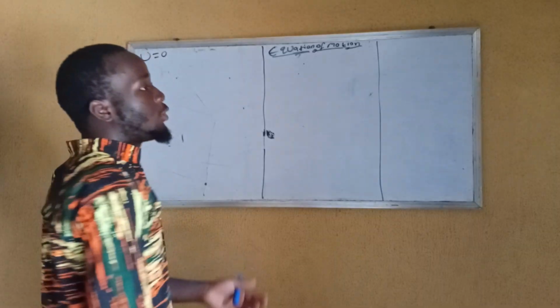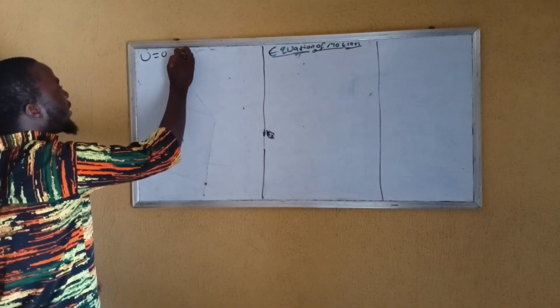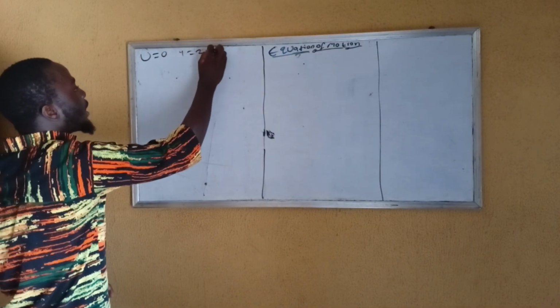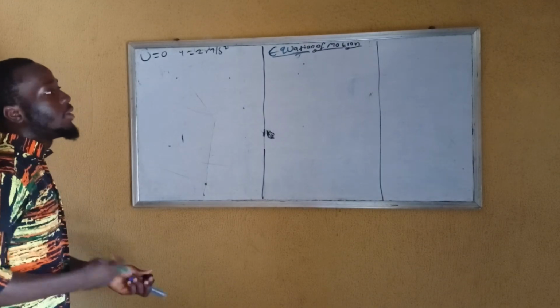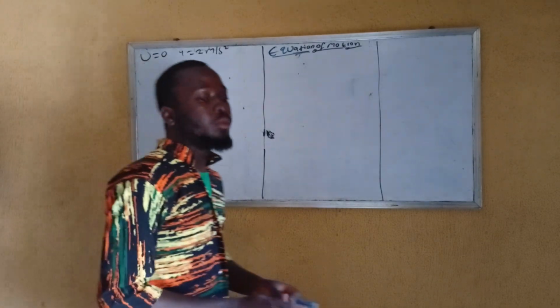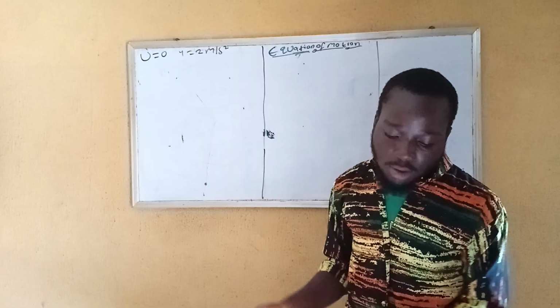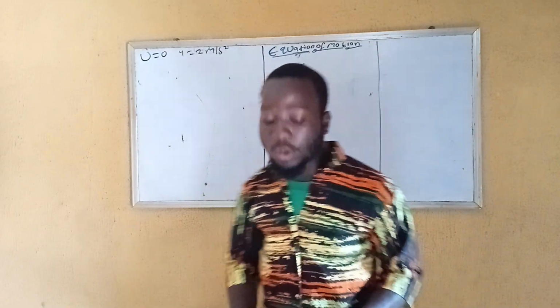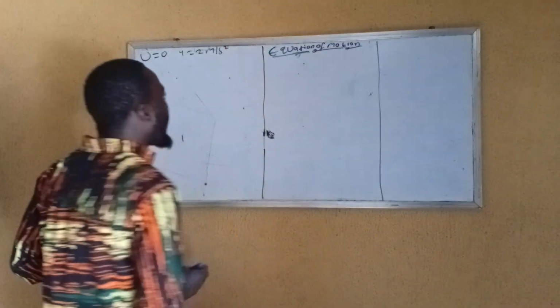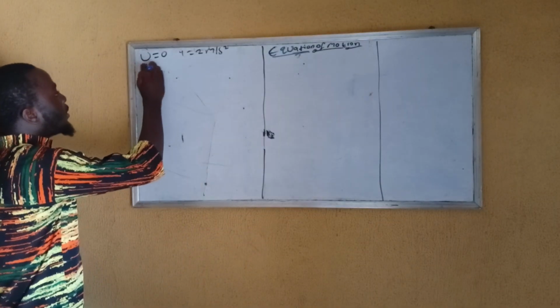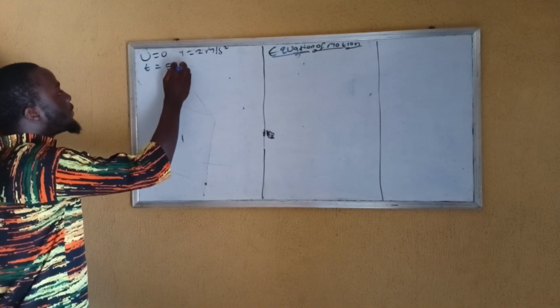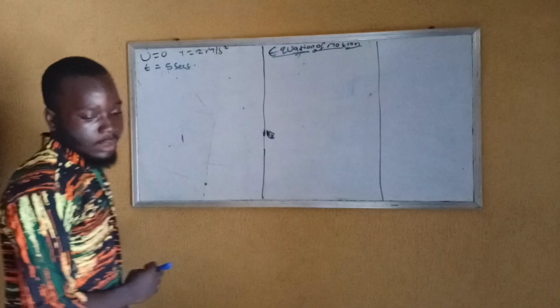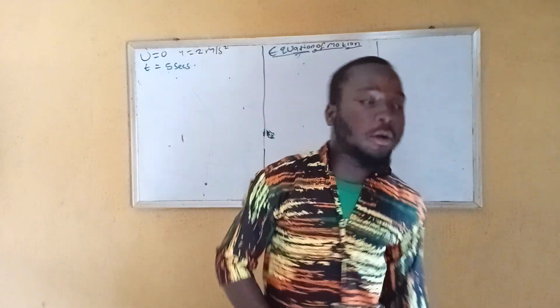Meter per second squared is used for acceleration. So we have a equal to 2 meters per second squared, for 5 seconds. Are you getting me? Seconds is used for time. That is, your t is equal to 5 seconds. You now have to find the final velocity.